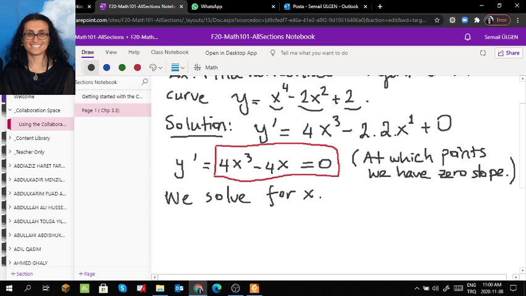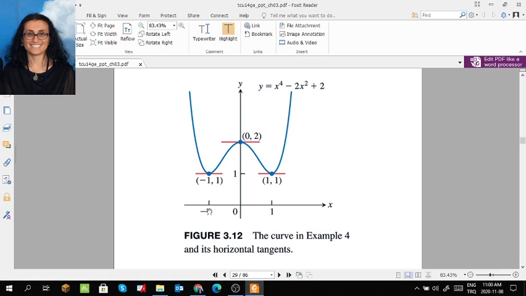So I'm going to factor out 4x because that's a common factor, and I have x squared minus 1, which is equal to 0. And from here, I have x equal to 0, x equal to 1, and x equal to negative 1. So these are the points where we have the horizontal tangent line. Let's get back to our picture. See, negative 1, 0, and 1. This is where the slopes are all zeros, okay?